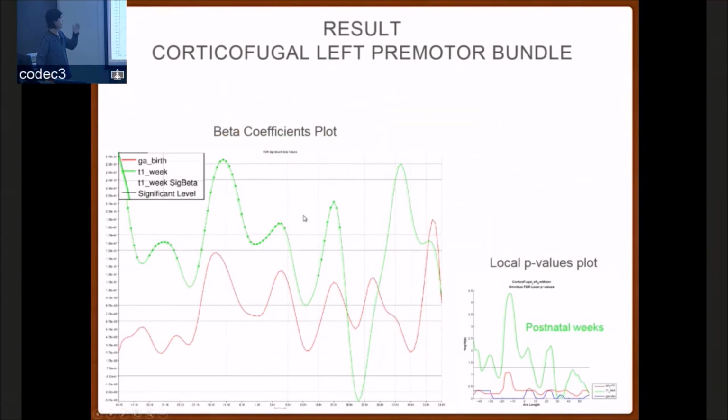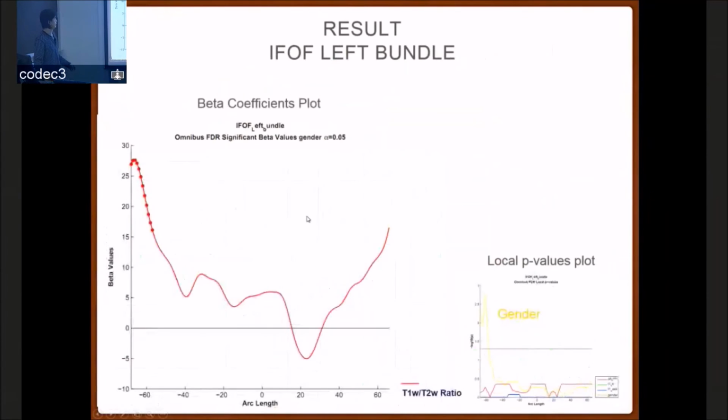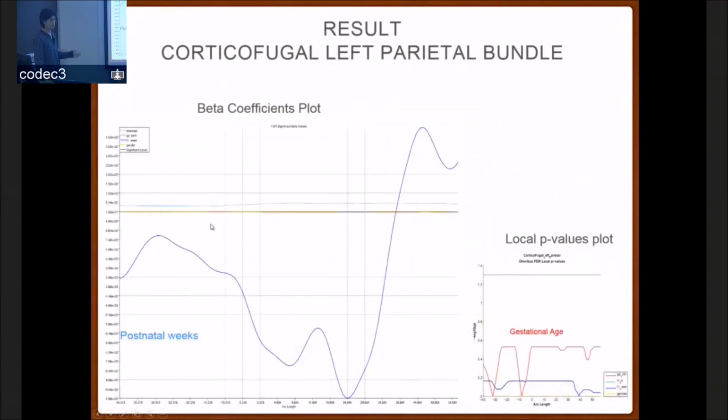I also ran this test on several other fiber tracts and found some even more interesting results, such as this IFOF fiber tract that shows no correlation with other factors, but shows a correlation with gender at this narrow band of arc length. And there is also some other fiber tract that does not correlate to any of the factors we tried to examine at all.